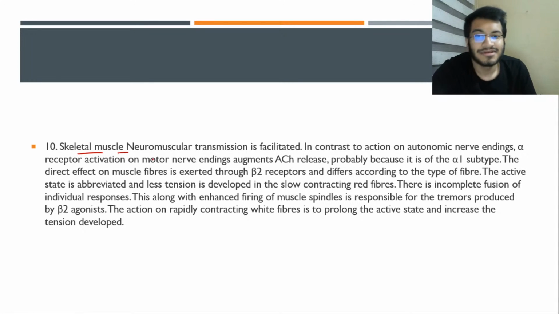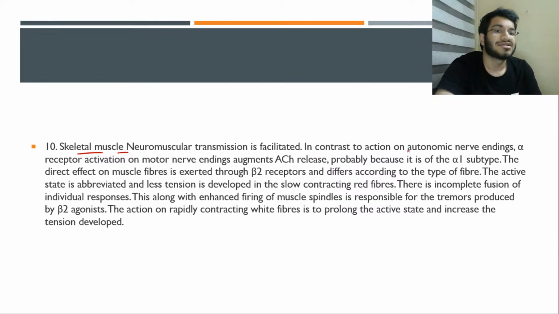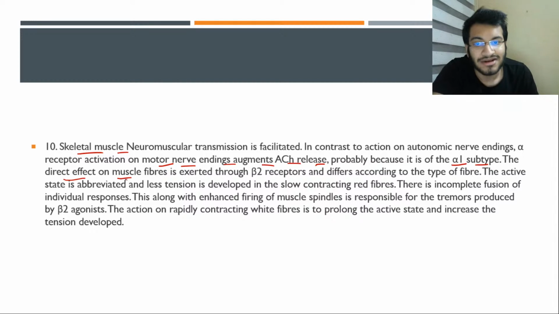Talking about skeletal muscle, neuromuscular transmission is facilitated, and in contrast to the action on autonomic nerve endings, alpha receptor activation on the motor nerve endings augments ACh release, probably because of its alpha 1 subtype. The direct effect on the muscle fiber is exerted through beta 2 receptors and differs according to the type of fiber. The active state is abbreviated and less tension is developed in the slow contracting red fibers. There is incomplete fusion of the individual responses.